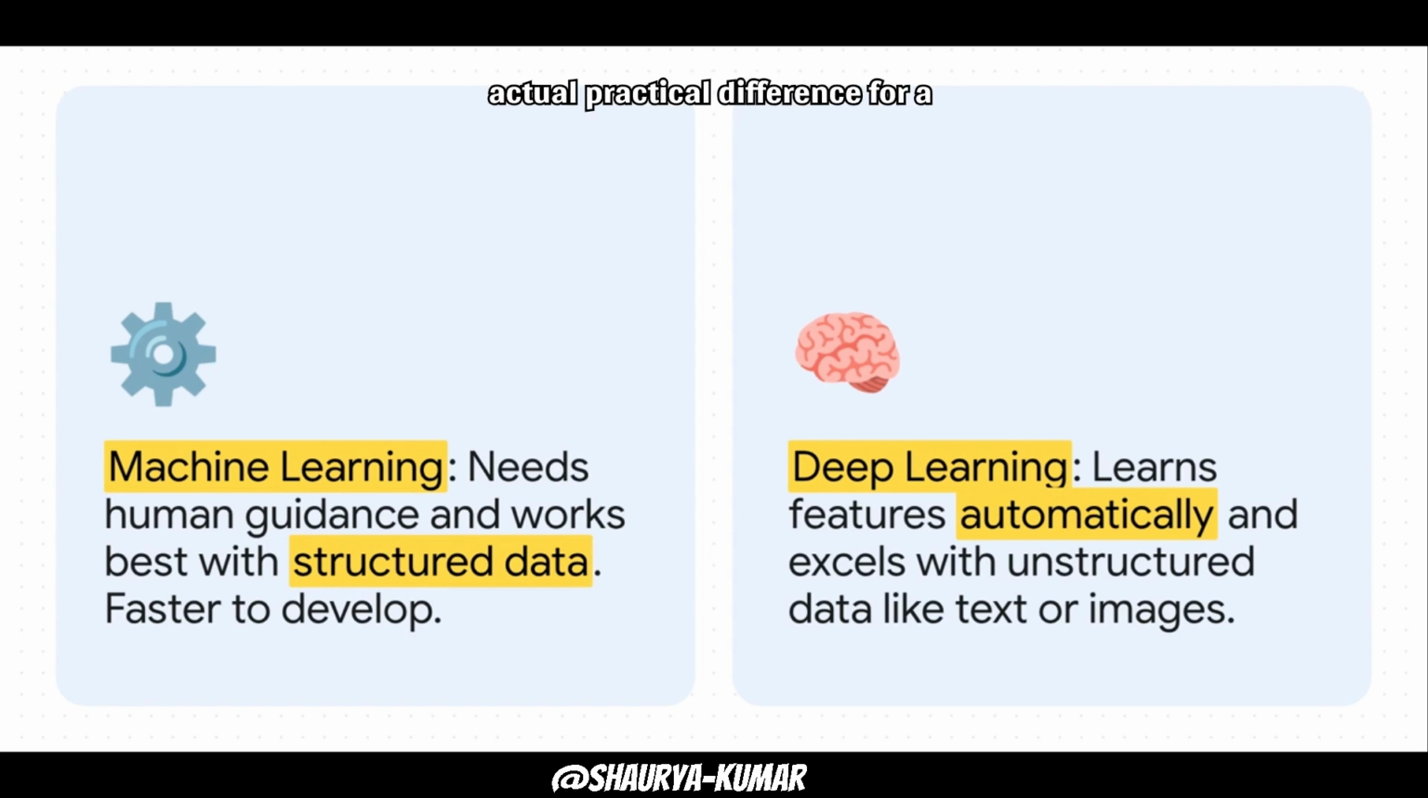So, what's the actual practical difference for a business? Well, think of machine learning models like talented apprentices. You have to guide them, tell them what data points are important, and they work great with neat structured data like you'd find in a spreadsheet for sales forecasting. Deep learning models, on the other hand, they're more like independent researchers. They can figure out what's important all on their own from huge, messy piles of data, but they take a lot more time and power to train. It's really a trade-off between control and raw capability.